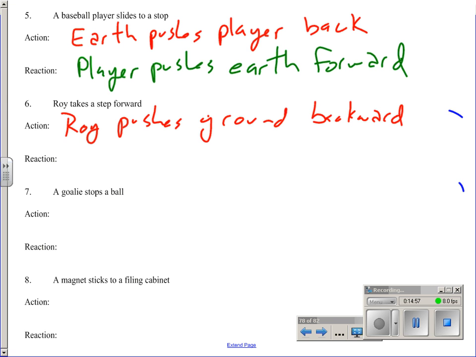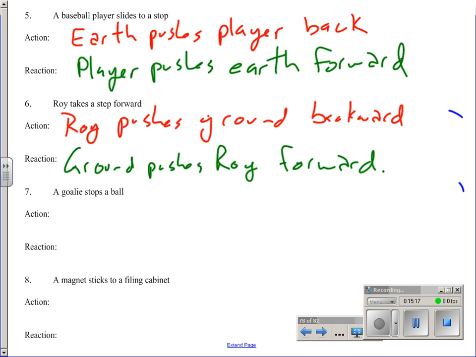You've all done this before where you step on a rug or something that's not firmly attached to the ground, and you take a step and the rug slips out from under your foot. It's because you're pushing it backwards, right? And so then the reaction is the ground pushes Roy forward. Okay? And that's how he moves forward. A car driving is the same way. When the wheels spin, they push the ground backwards, which is why rocks and stuff can shoot out behind a car. And the reaction is the ground pushes the car forwards, all right?